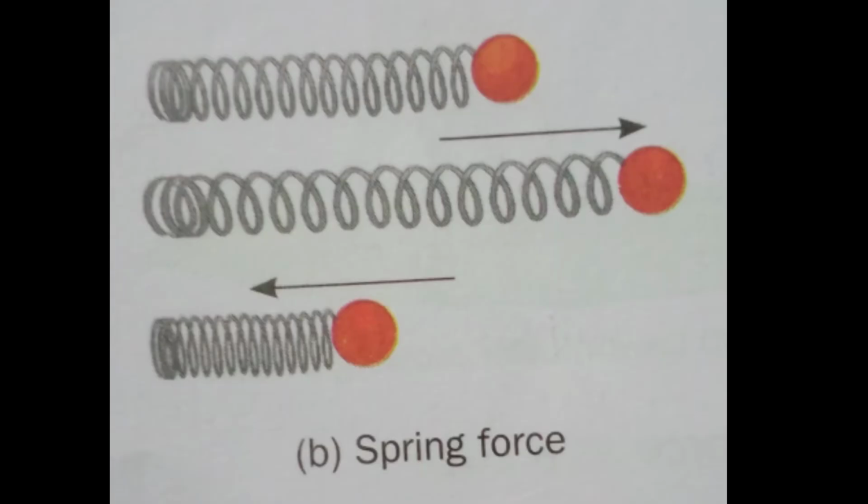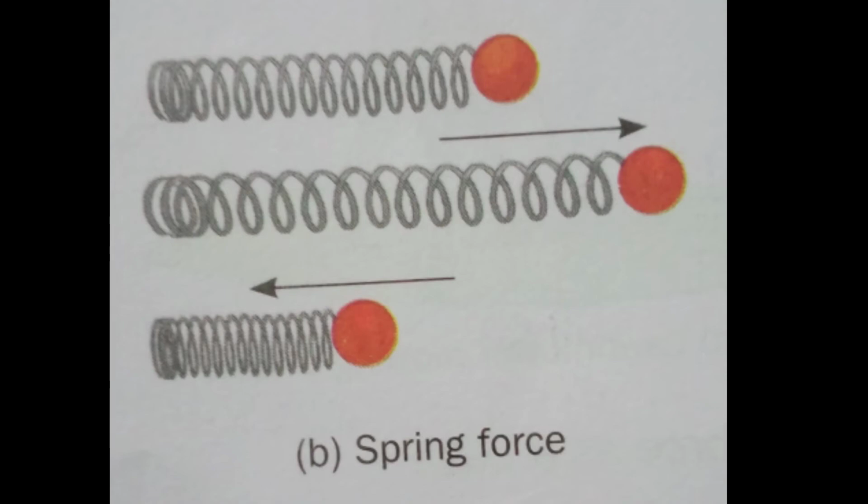You can see in this example that there are three springs. In number one, the ball is attached to the spring, which means the ball is in contact with the spring. In the second case, the stretched spring pushes the ball forward. In the third one, the compressed spring is trying to pull the ball inward. I think you have understood what spring force is.